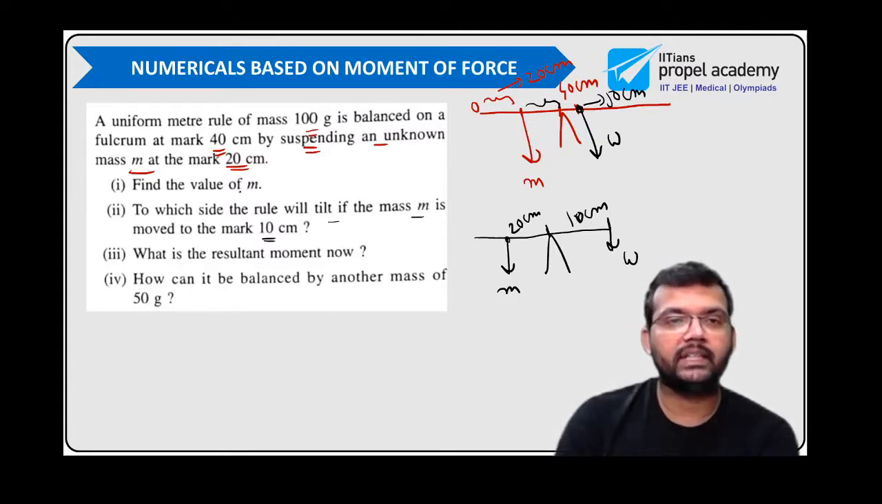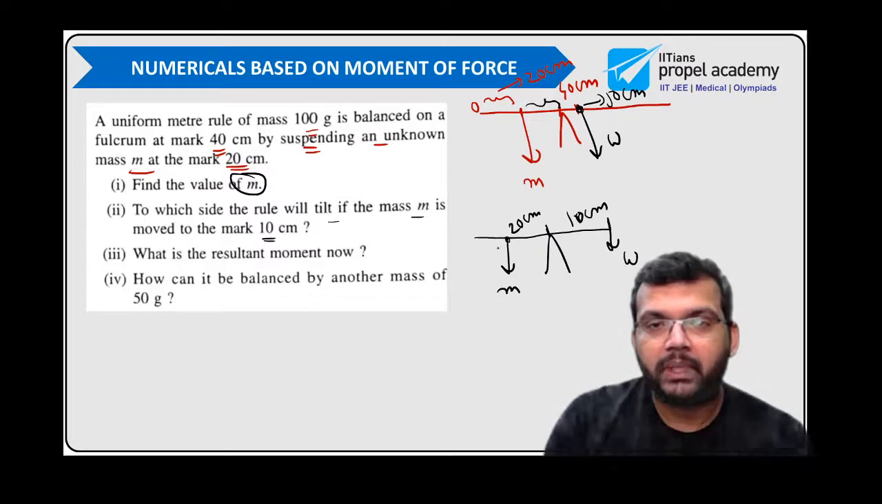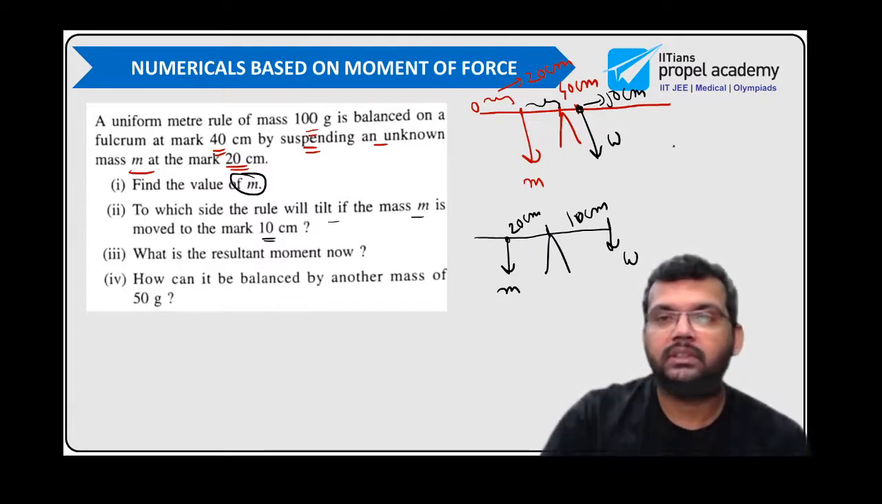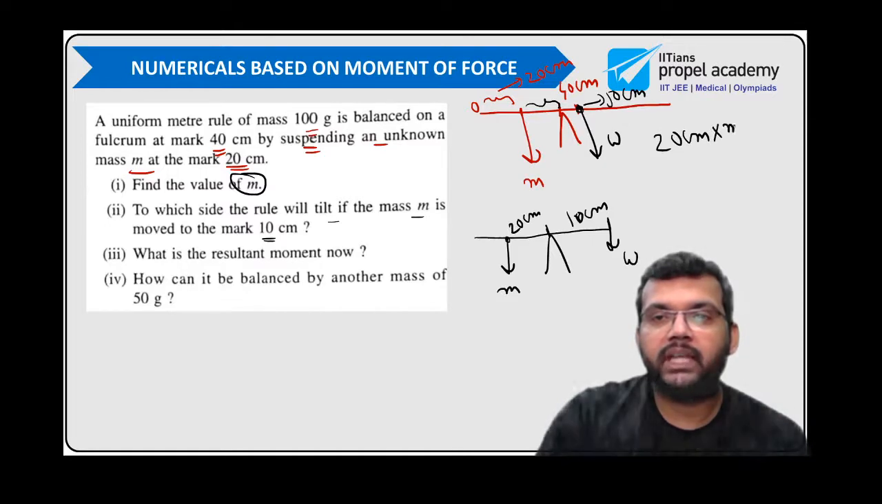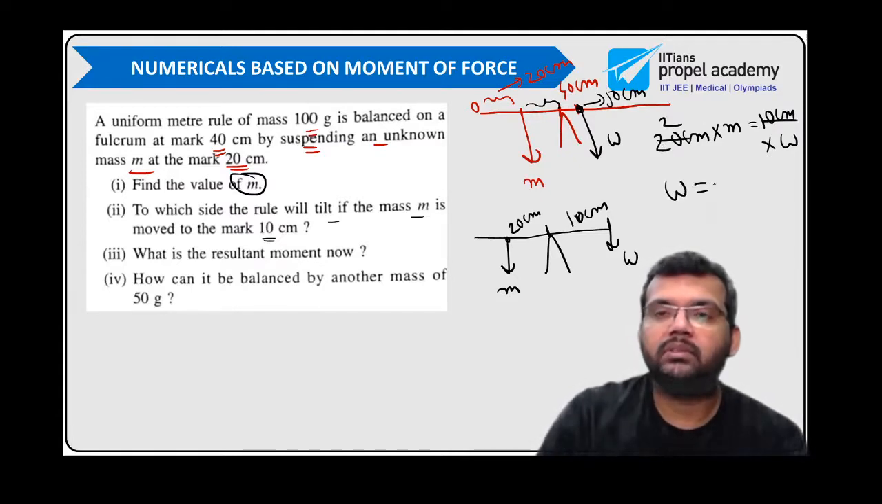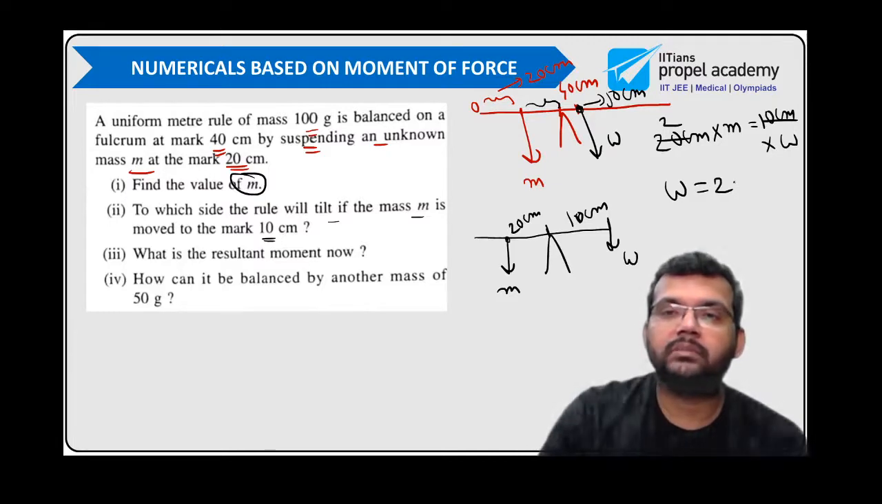Okay, first we need to calculate m here. By balancing both, 20 centimeter into m equals 10 centimeter into W. This is 2 times, so W equals 2 times m.